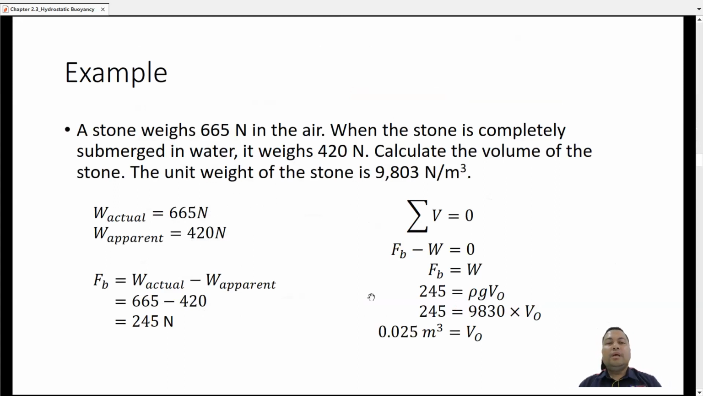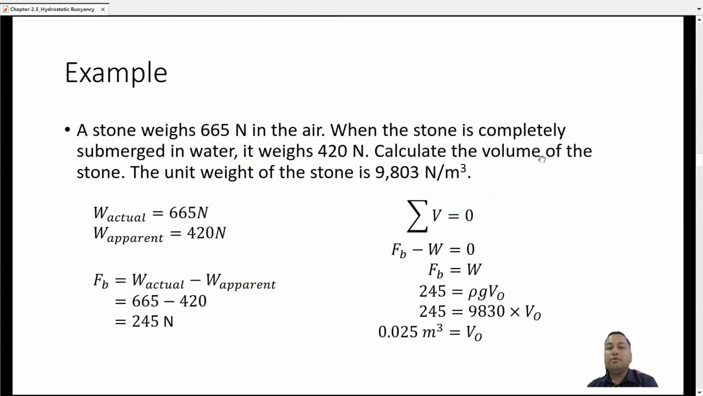Example: a stone weighs 665 Newton in the air. When the stone is completely submerged in water, it weighs 420 Newton. So where does the weight go? The buoyant force, which pushes it upwards. Calculate the volume of the stone. The unit weight of the water is 9803 Newton per meter cube. So we have the actual weight as 665 Newton and the apparent weight as 420 Newton. So we know that the buoyant force is 665 minus 420, which is 245 Newton. So this is the buoyant force.